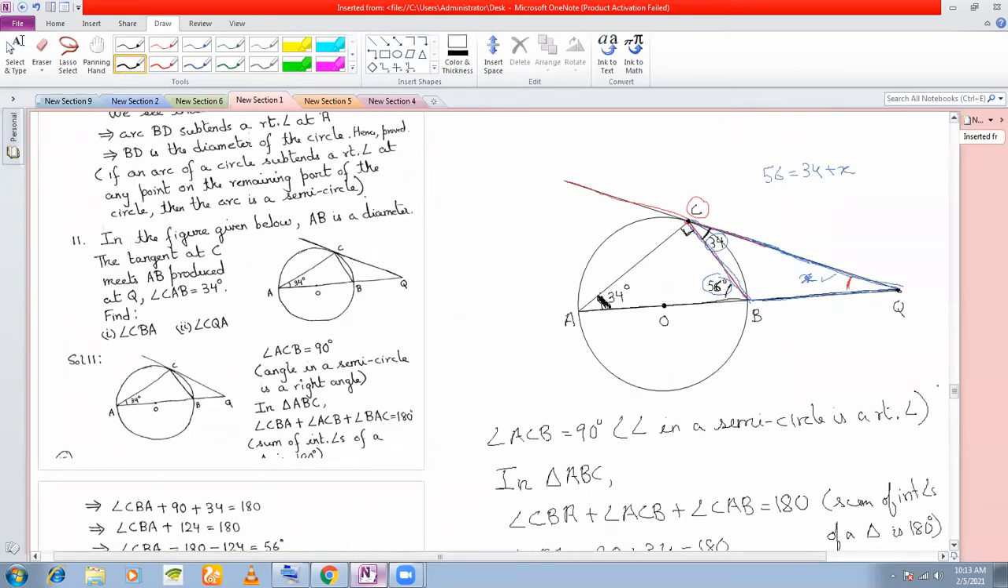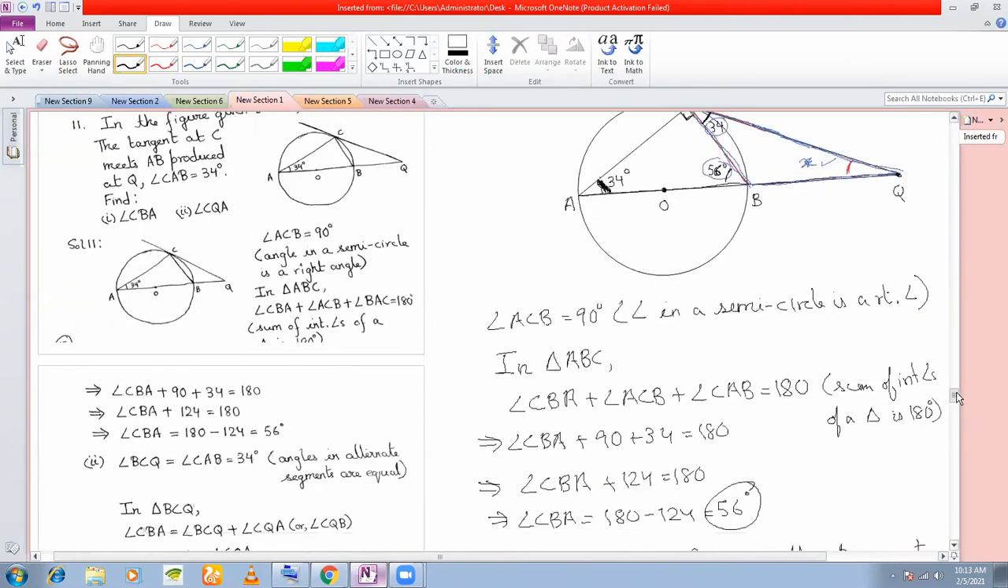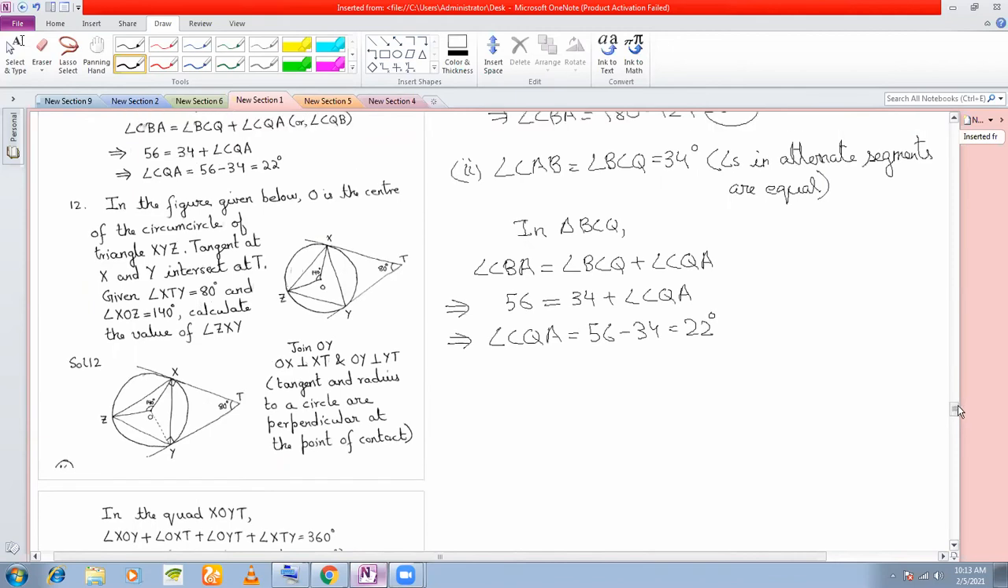Now repeatedly I'm telling you, whenever you see a chord and whenever you see a tangent intersecting at the point of contact, the first thing that should come to your mind is angles in alternate segments. You should start looking for the angle between the chord and the tangent. That will be the angle on that segment, and the angle on the other segment will be the angle on that chord. There can be many angles on a chord, as I showed you, and whatever pair you get, those two will be equal. Let us work out this problem.